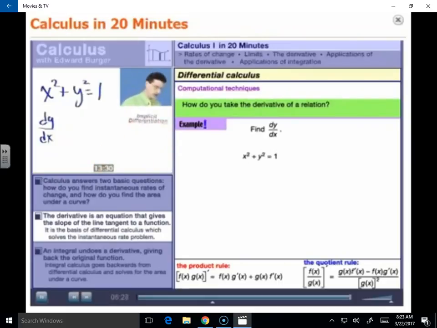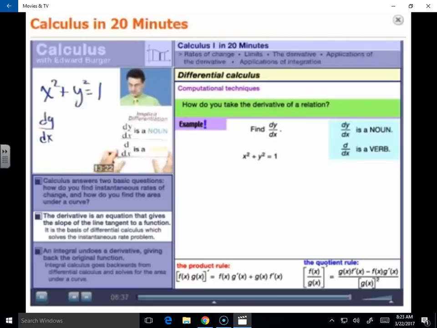Well, you've got to remember that dy dx, that's an object. That's a noun. And d dx is a verb. It's a commandment. Take the derivative with respect to x. So you differentiate this with respect to x, and what do you see? Well, you see something that looks like this.